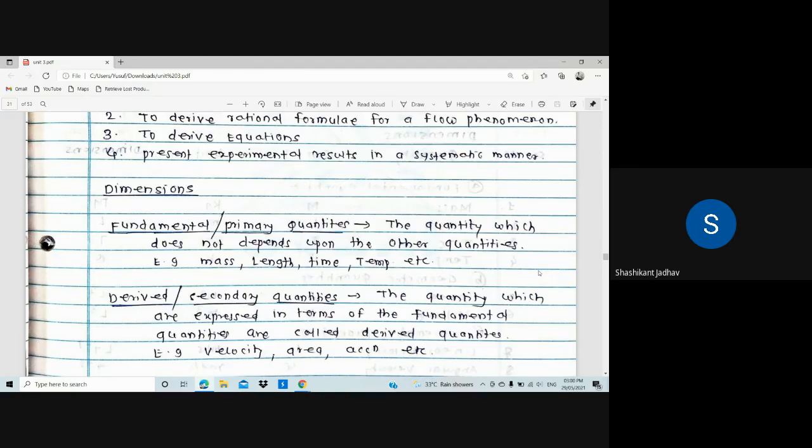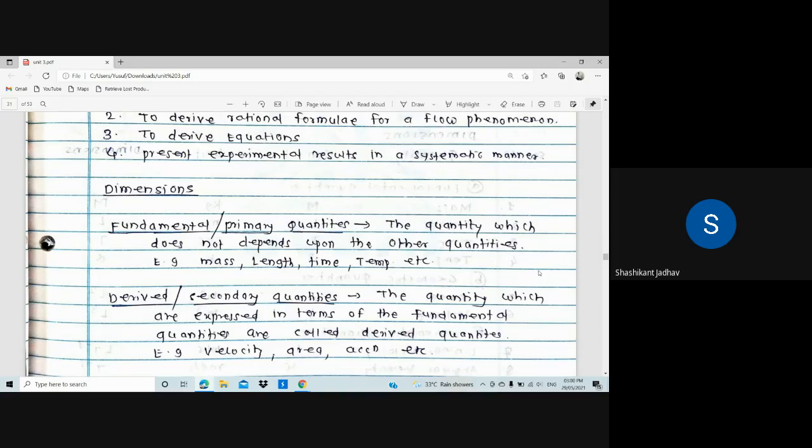Then what about the derived quantity or secondary quantities? The quantities which are expressed in terms of the fundamental quantities, that is, quantities which depend on the fundamental quantities, are secondary quantities or derived quantities. Okay, so velocity depends upon length and time. Area depends upon the length. In that manner these secondary quantities depend upon the primary quantities.